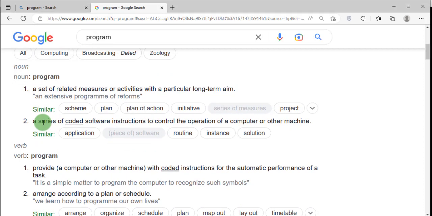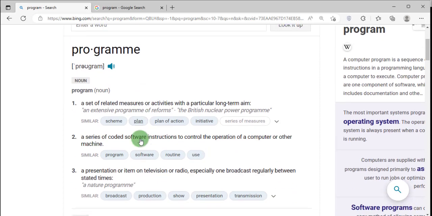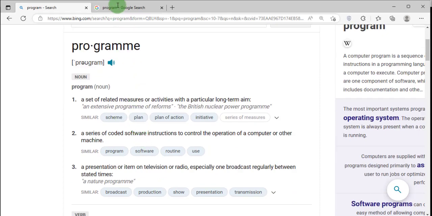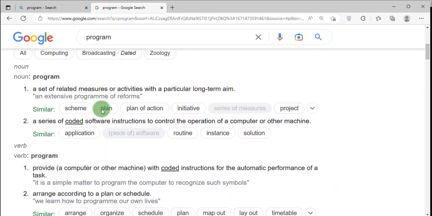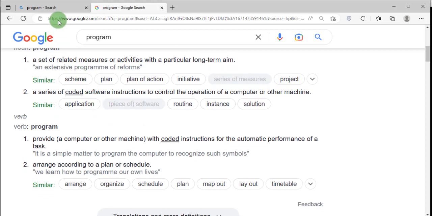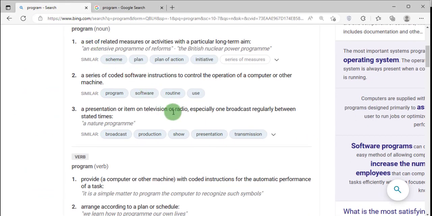The second definition it has provided us is a series of coded software instructions to control the operation of a computer or other machine, like application, software, or piece of software, routine, instance, solution, etc., according to Computer World. But again, we have the same definition in Bing.com as well. In Google.com we don't have a third definition, but we have broadcasting of television or radio at stated times.